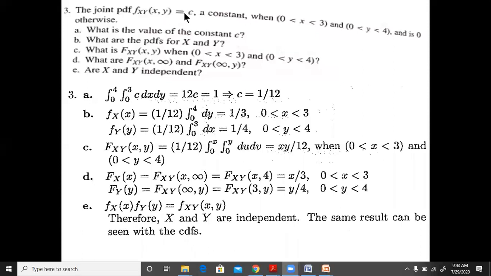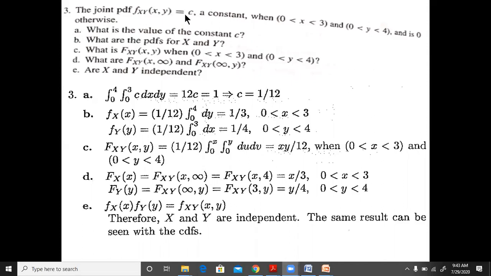is equal to c. It's a constant value. This is the joint PDF when x is in the range 0 to 3 and y is in the range 0 to 4, and it is 0 otherwise. In the other places it is 0. So what is the value of the constant c is the first part. We need to find c.